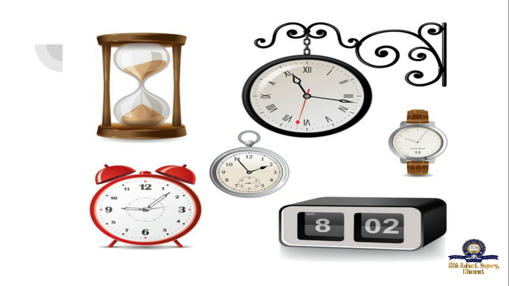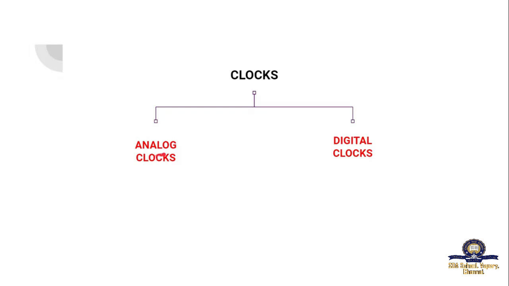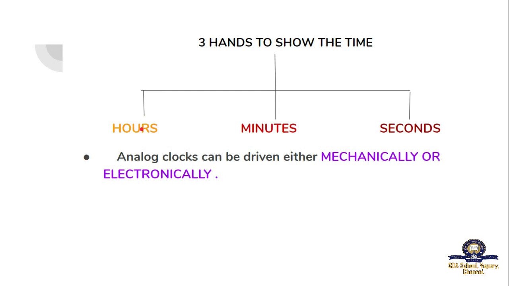Accuracy means measured values. In clock, there are two types. One is analog clock, the other one is digital clock. First, we will see what is analog clock. The analog clock looks like a classic clock. It has three hands to show the time. What are the three hands? One is hour's hand, the other one is minutes hand, the other one is seconds hand. We will learn about these three hands in detail.